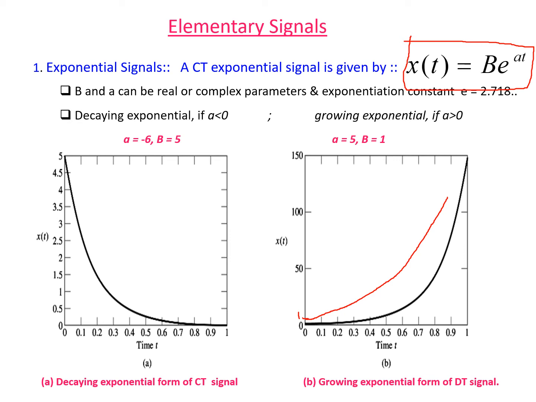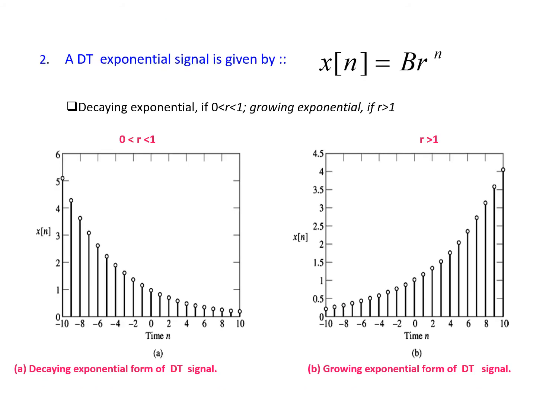This is in case of a continuous time exponential signal. Now what about the discrete time exponential signal or function? This slide shows you the elementary signal, which is a discrete time exponential signal.